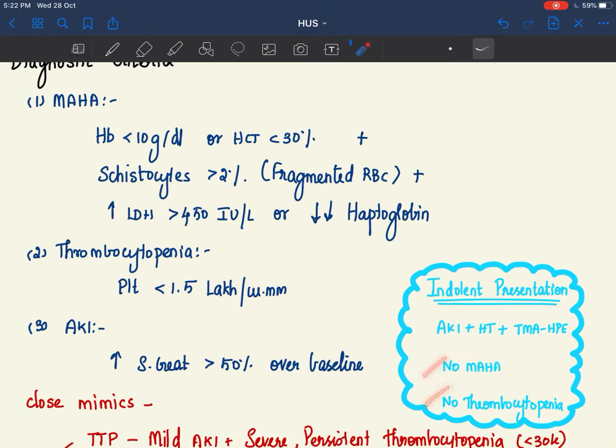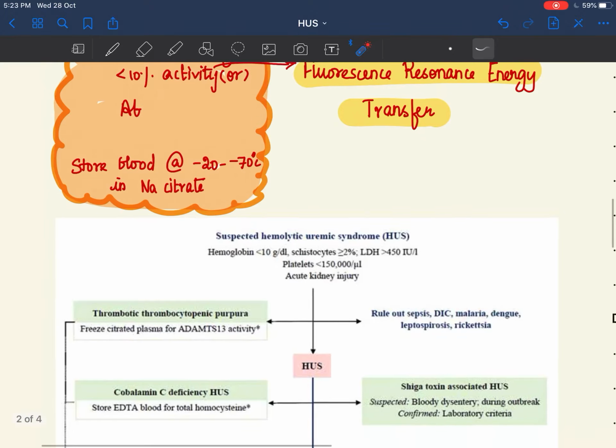No anemia, no thrombocytopenia. So you need to have a high suspicion in these patients, and if in doubt, this will be one of the indications for renal biopsy. Okay, so we will discuss that more later on.